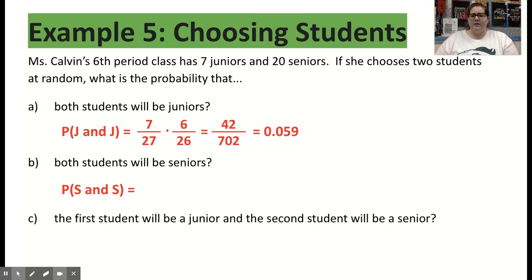Senior and senior. So the first time, there's 20 seniors out of 27 total. The second pick, after I've already picked a senior once, there's 19 seniors out of 26 total. Multiply the top, multiply the bottom, there's my answer.